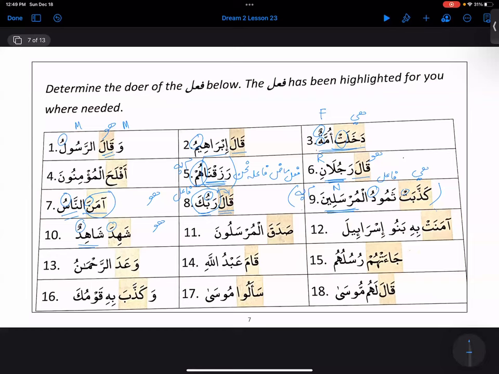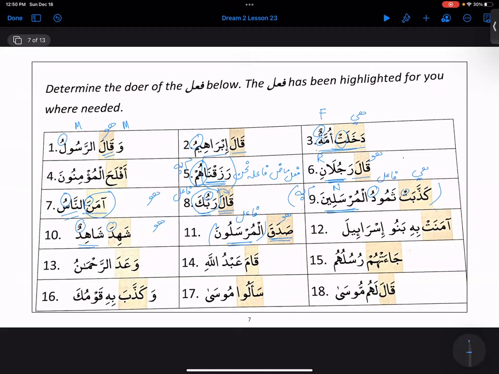Now, Sadaqa al-mursaluna. Messengers of. Now, Mursaluna, is it Rafa? Yes, Muslimuna, so Rafa. That means this is the fail, because Sadaqa is Hua version. So the messengers spoke the truth. Not truthful, spoke the truth, because we need to translate it like a verb. This is a verb, it's not ism. So we're going to say the messengers spoke the truth.